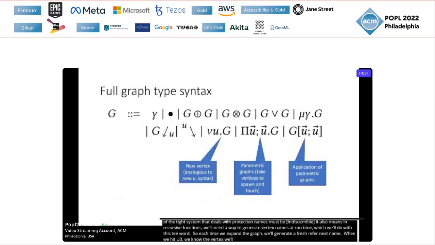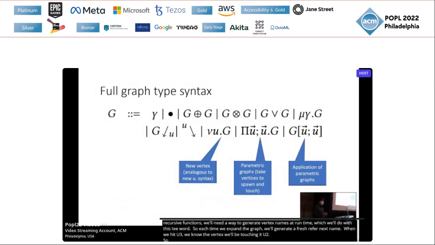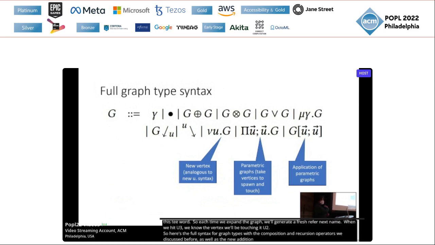So here's the full syntax for graph types with the composition and recursion operators we discussed before, as well as the new addition for futures. Syntax to bind a new vertex. So this is the graph type analogy of that new u prime syntax we just saw in the last slide. Also analogous to how functions are parameterized over vertices, graph types are also parameterized over sets of vertices that might appear in the graph type.